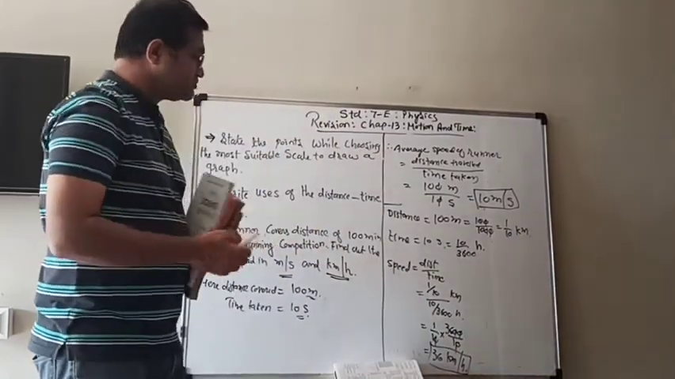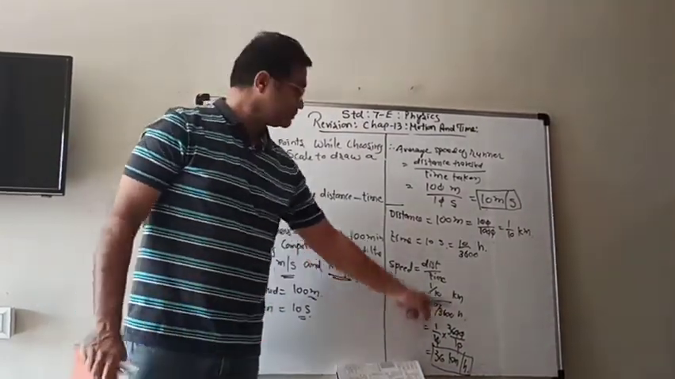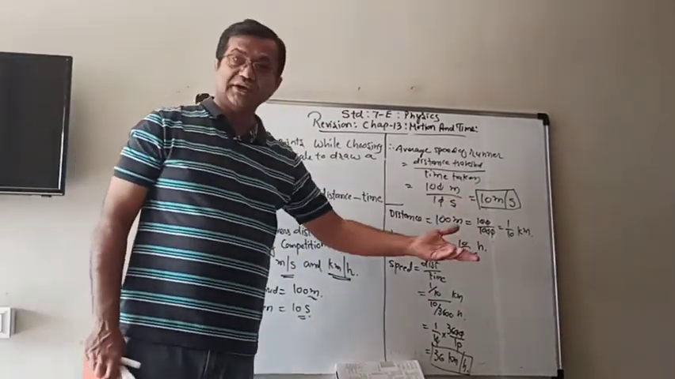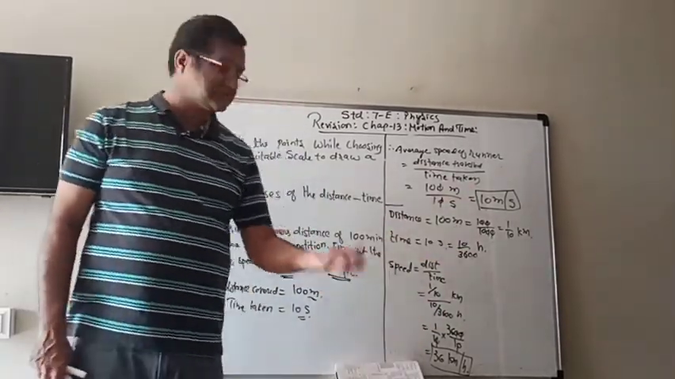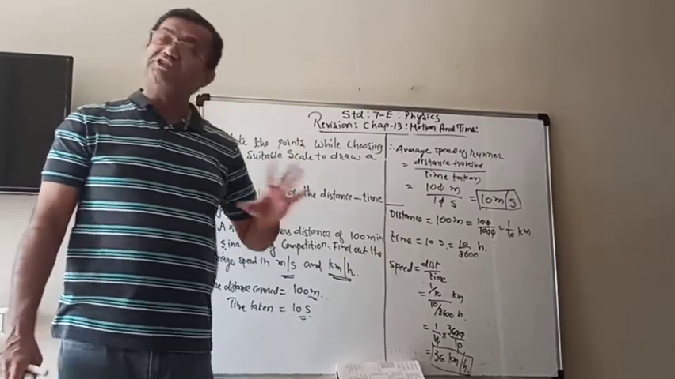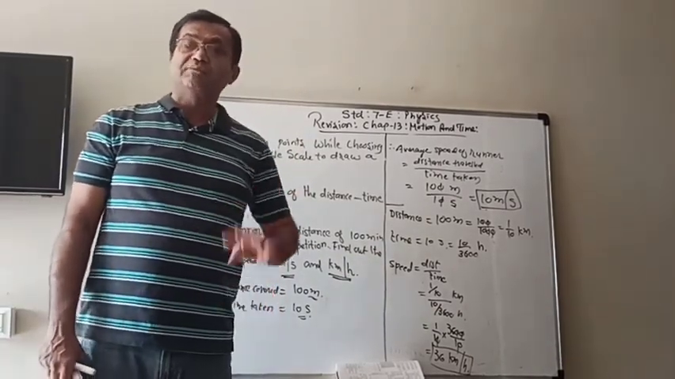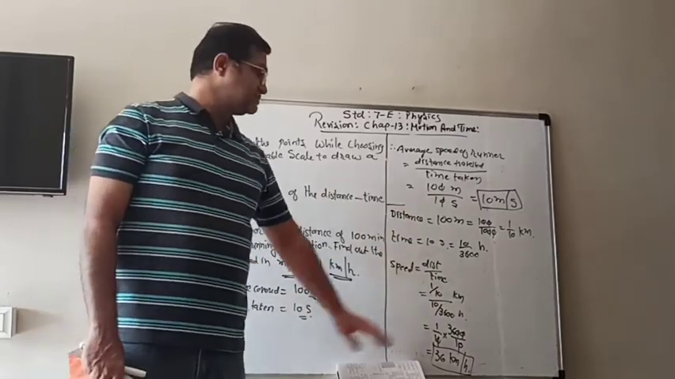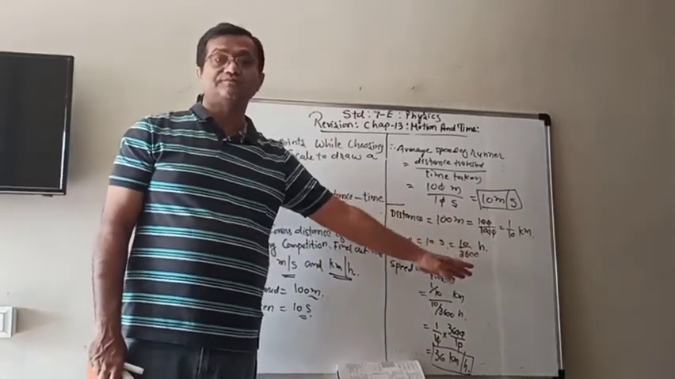It means that these two values are the same, only the units are different, therefore it is 10 meter per second and here it is 36 kilometer per hour. So both the speeds are equal, but because of the different unit we use, the answers are also different here.